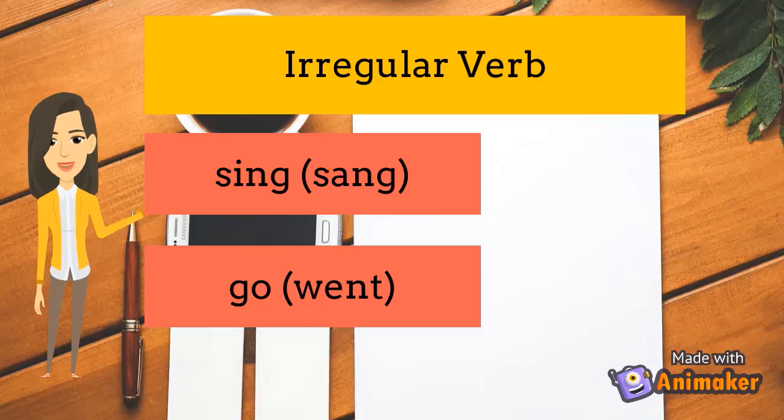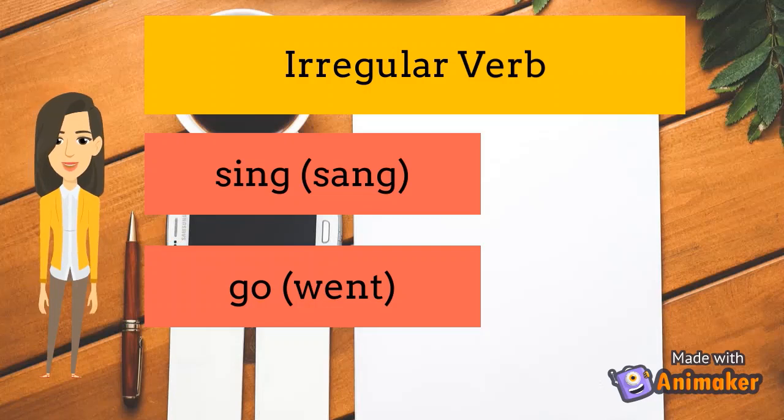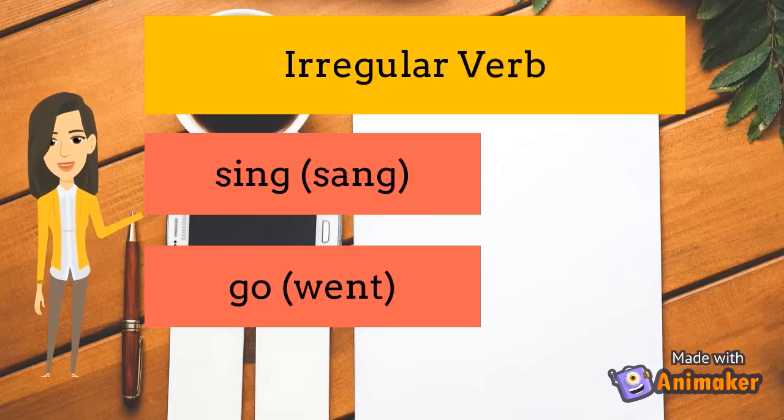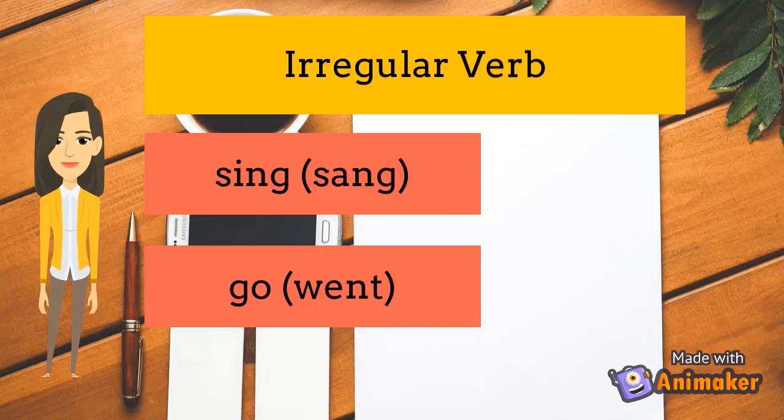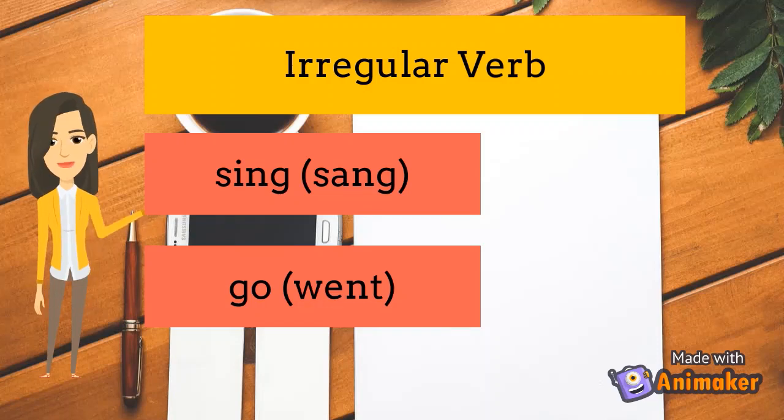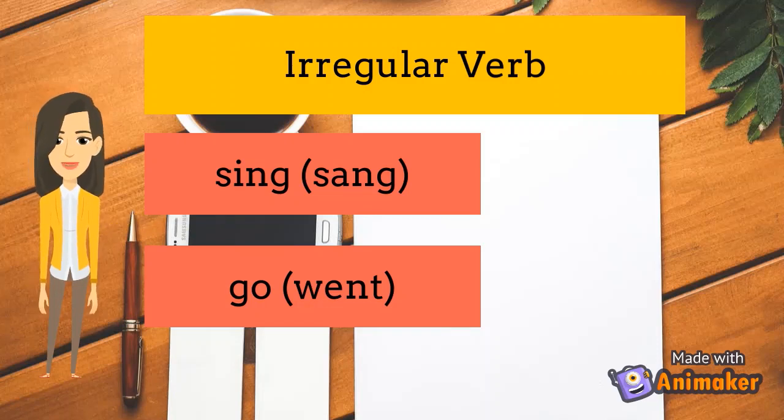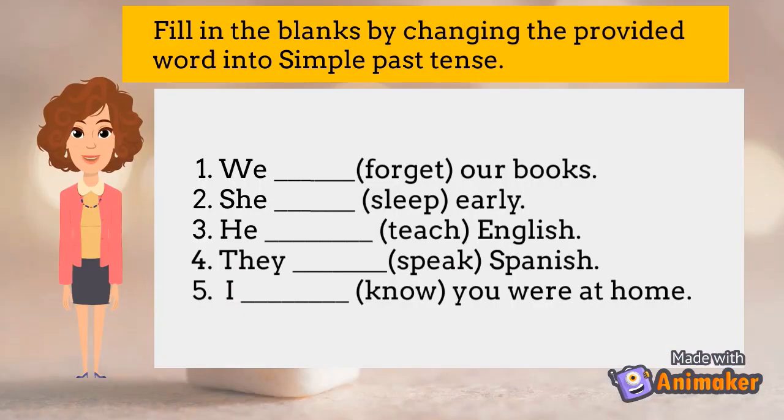Okay, now let's go to irregular verbs. We are going to look at more examples on irregular verbs. What are irregular verbs? An irregular verb is a verb in which the past tense is not formed by adding the usual ed ending. Okay? Fill in the blank by changing the provided word into simple past tense. Can you do it now? I'll give you around 3 minutes.